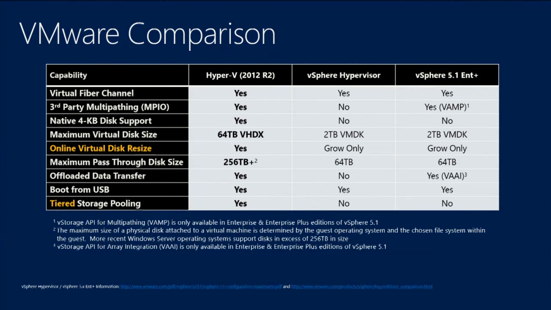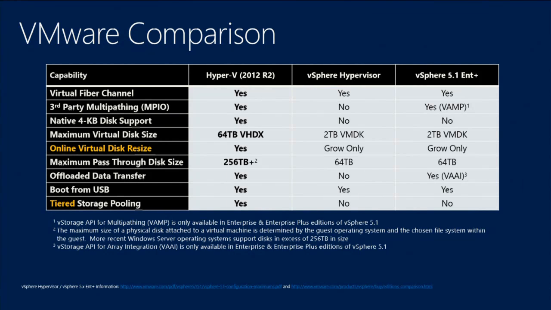It's much more optimized when you are using the device-specific modules from your specific hardware vendor. We talked a bit about disk size, so the support for 64 terabyte disk versus 2 terabyte, and the online virtual disk resize. Anything that's in yellow is new in R2. Anything that's in white is in 2012. So if you're trying to build up an idea of what exists today and what's futures, that's where it is.